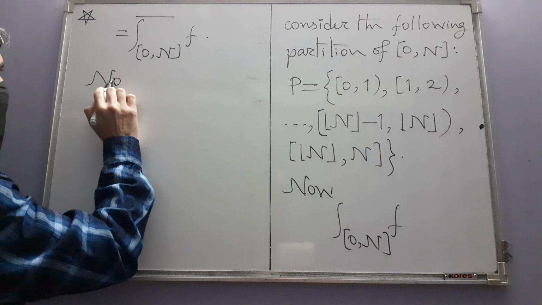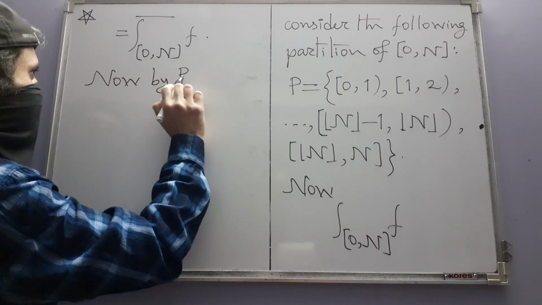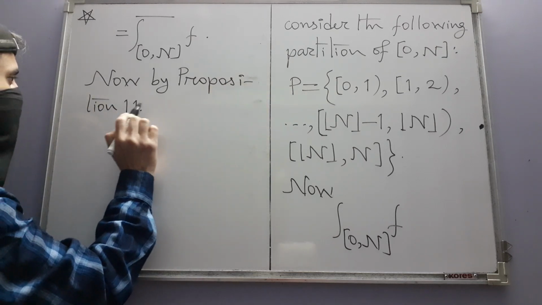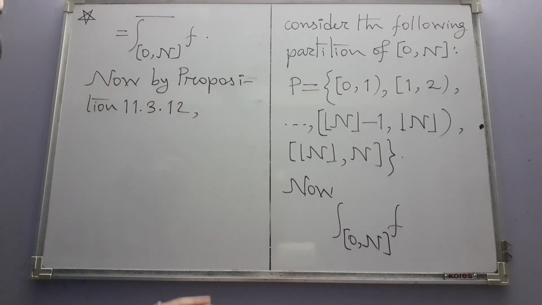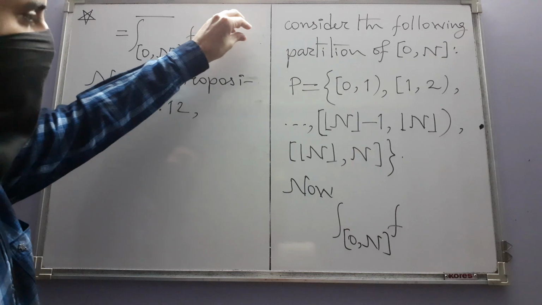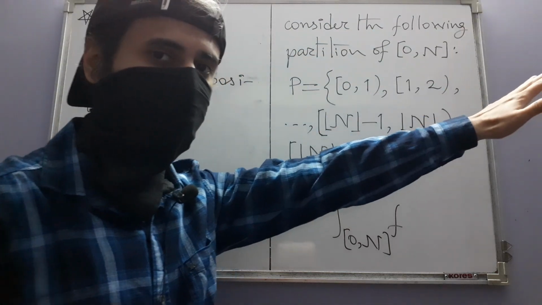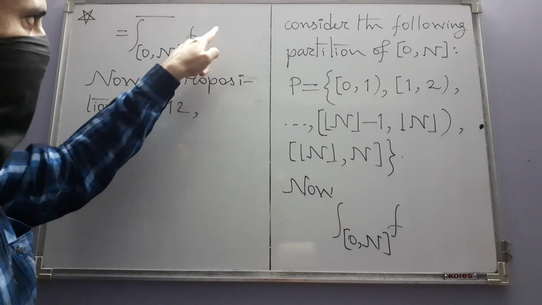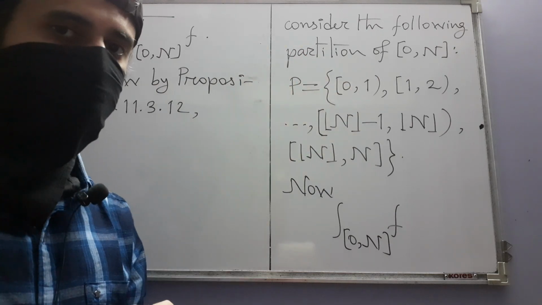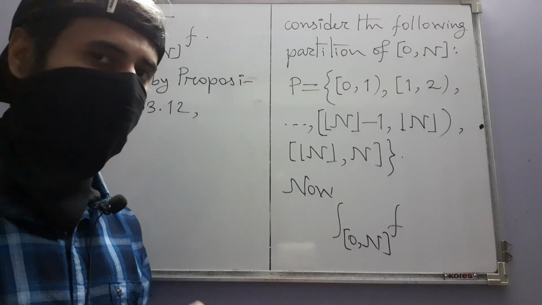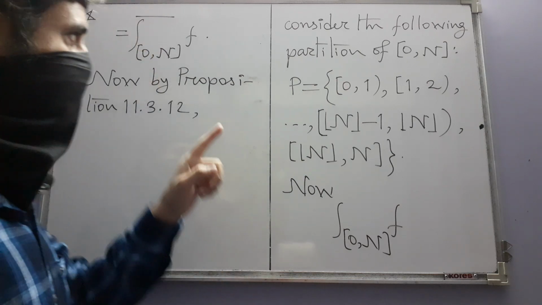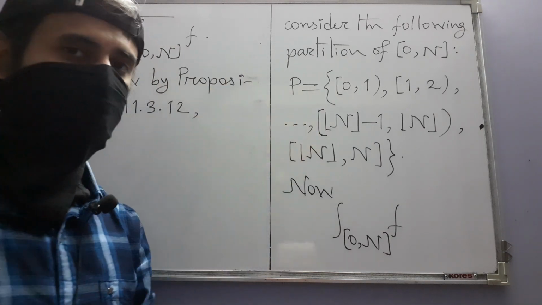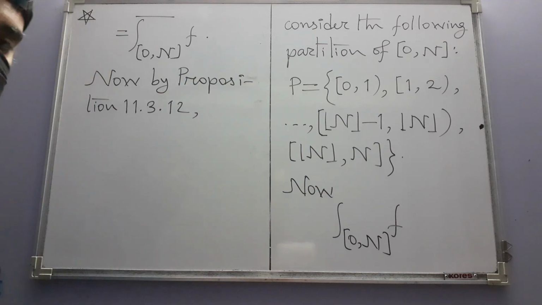Now, by proposition 11.3.12. So what did I just say? The upper integral is the GLB, greatest lower bound of all the upper sums. In particular, it's a lower bound. That means it will be less than or equal to every upper sum. And an upper sum comes from what? A partition. In particular, this quantity will be less than or equal to that upper sum of f which corresponds to this partition. So that's what we are now going to use.